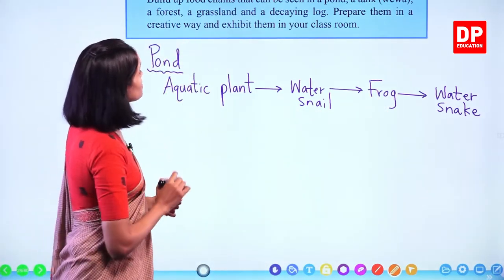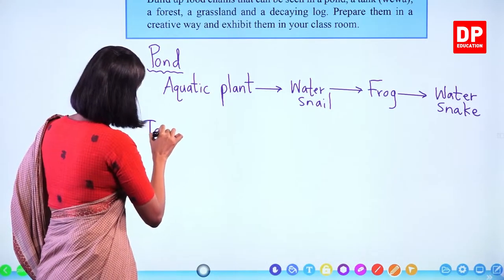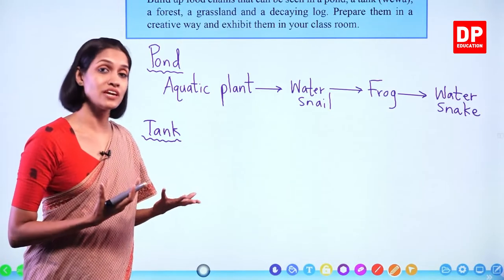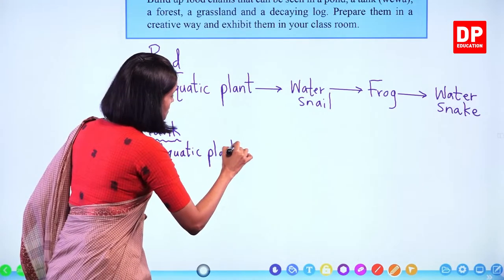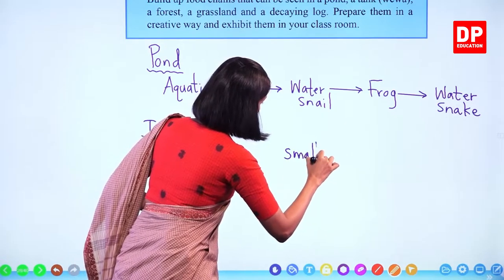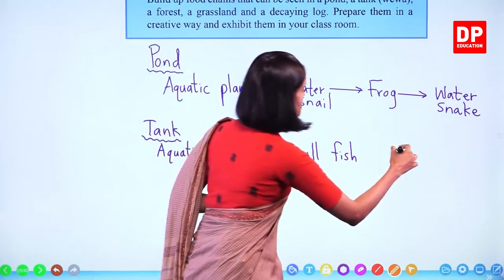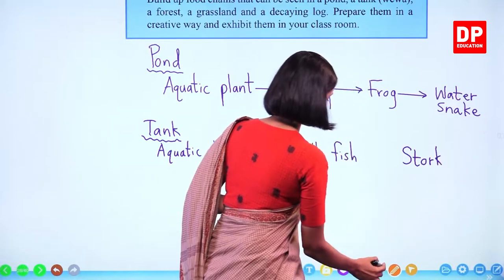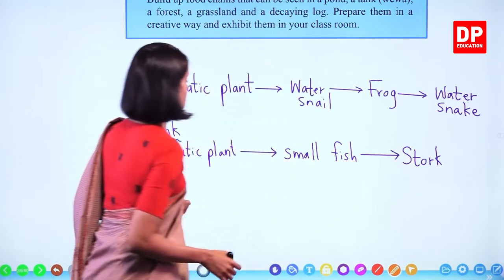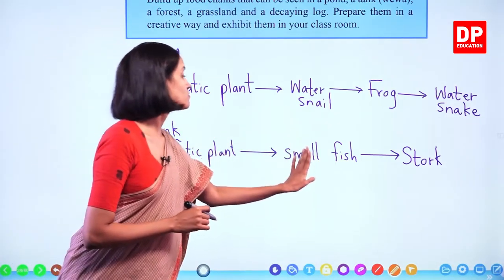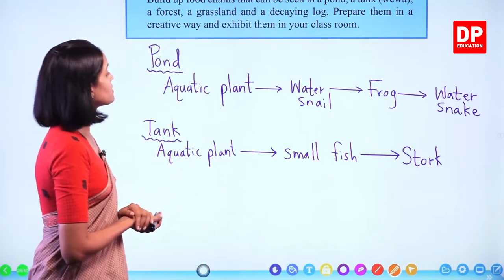Right. We'll write the second one, second habitat. The first one pond, the second one tank, whatever. Tank. That is also an aquatic environment. We can write aquatic plant. Then we can write small fish. And here we can write a bird that feeds on fish, kingfisher or stork we can write. Let's write stork. Right. This is the producer, first consumer, second consumer. There are three links. First link, second link, third link. Okay? Right. What is the next environment?